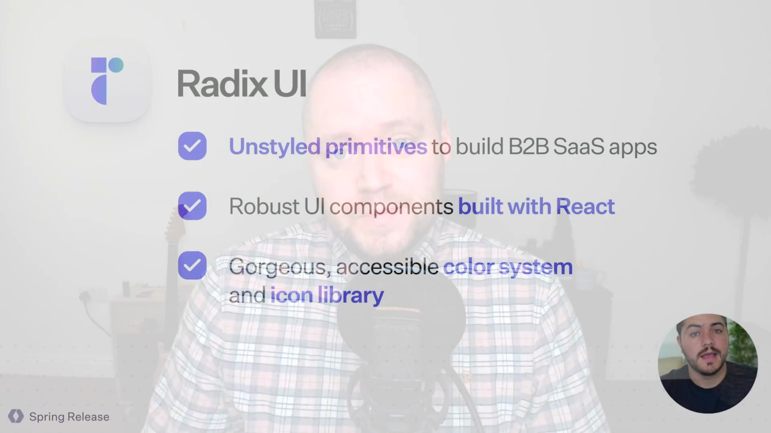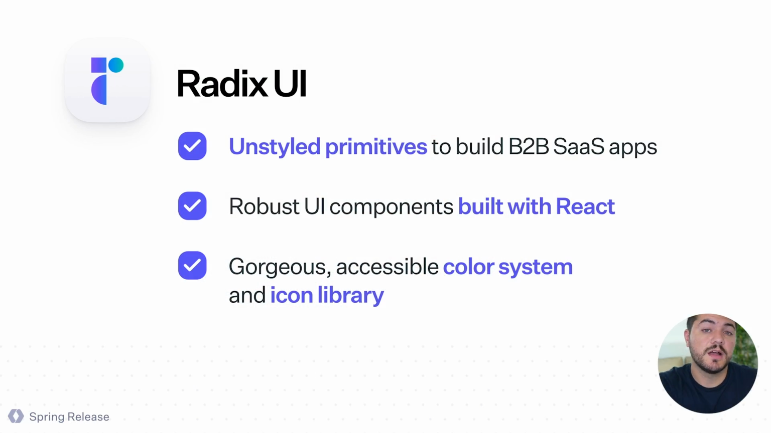Back over to Zeno. And that's Radix. It's a set of unstyled primitives that you can use to build web apps. It's also a React library that you can use to augment your design system. And on top of all this, it's also an icon library and a color system that you can leverage to accelerate your development.